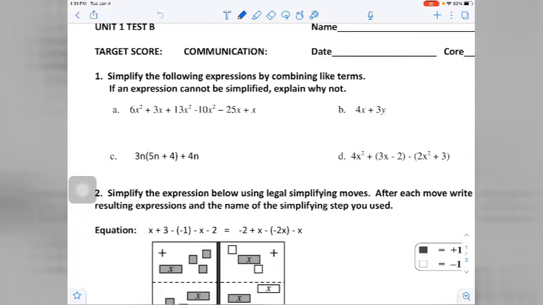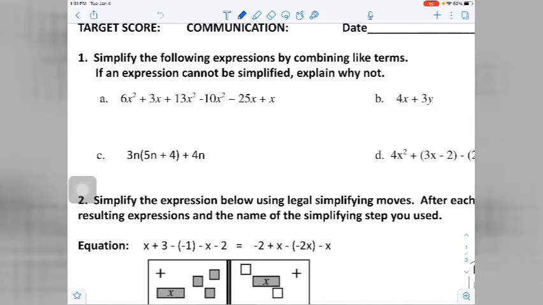Okay, everybody, we're going to try to go through quiz test B and solve each of the problems. Part A was just simplifying. So on the very first problem, all I needed to do was combine like terms if I could.